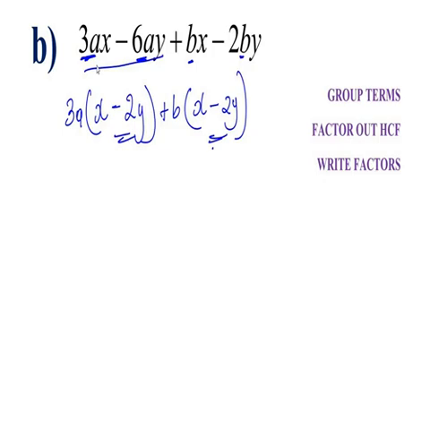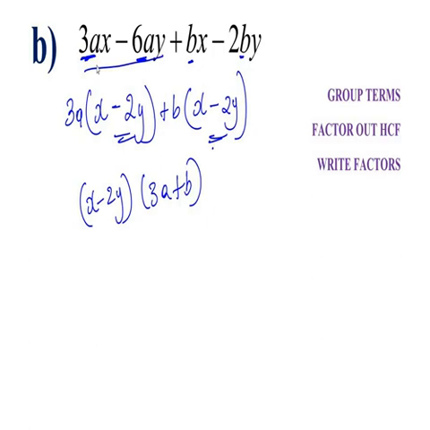Hence, our factors are x minus 2y, because we're factoring out one of our binomials, and our other factor is going to be on the outside, which is 3a plus b. So 3a plus b, and if we were to multiply both binomials, we will get back our polynomial 3ax minus 6ay plus bx minus 2by.